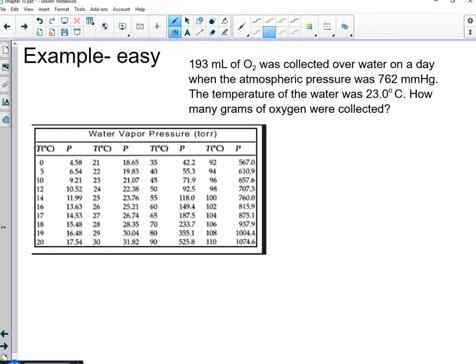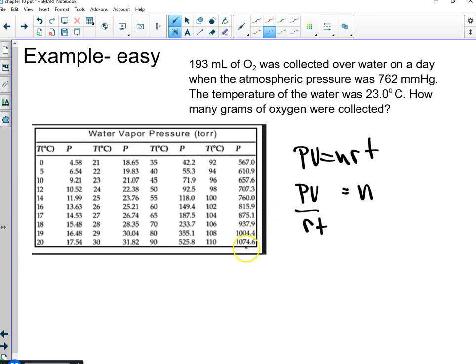It says 193 milliliters of O2 was collected over water on a day when the atmospheric pressure was 762. The temperature of the water was 23 degrees Celsius. How many grams of oxygen were collected? Will you try that problem? I'll give you 3 minutes, and then I'll do it in 2 after that. So I already went ahead and rearranged this for the variable I need to solve for, right? If we're going to get grams and do a Pivner, then it must be related to n.